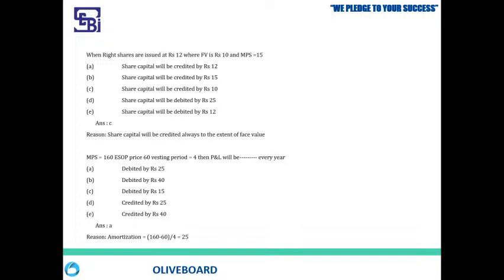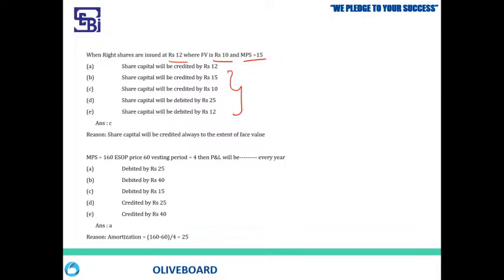Now the question here is, when the rights shares are issued at rupees 12, the face value is 10 and the market price per share is 15. Guys, remember. What are they asking here? If you see all five options, they are talking only about the account called share capital, which means my focus is on the journal entry. Now they are issuing at 12 rupees to me. Ma'am, the MPS they have given is simply unwanted information, given just to confuse you.